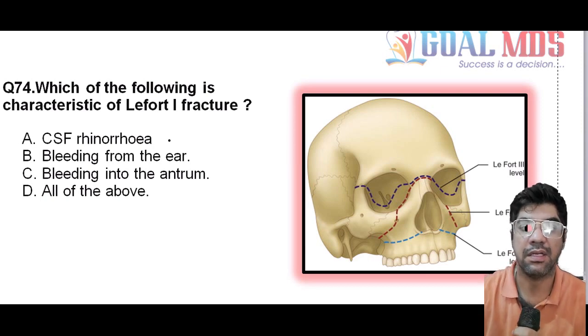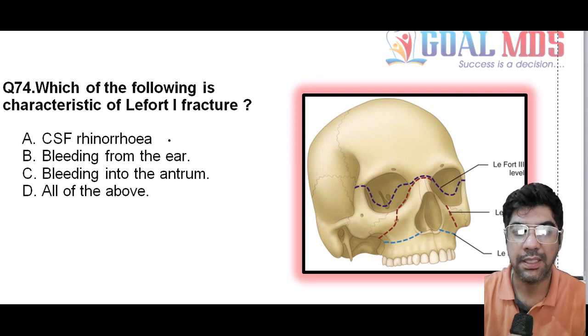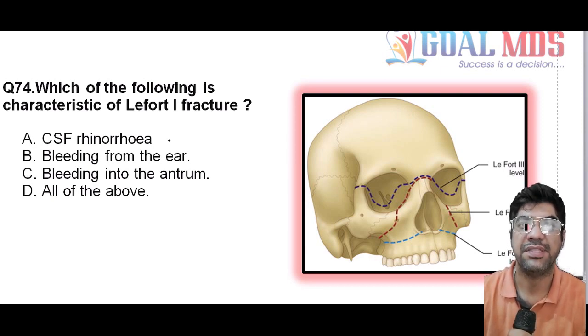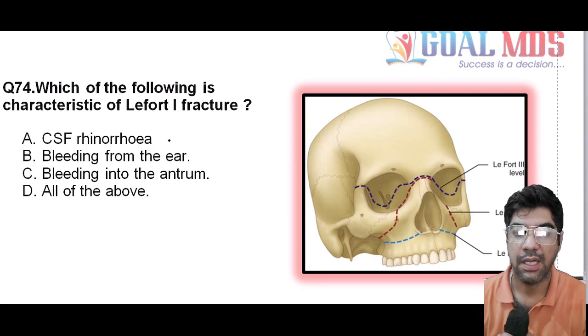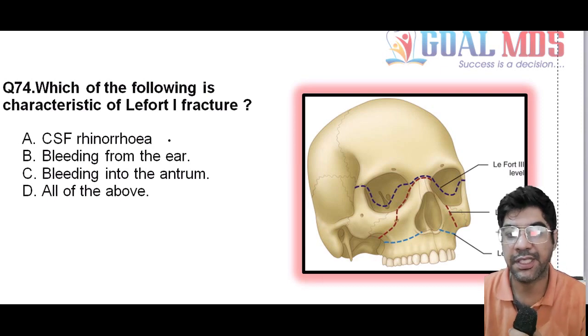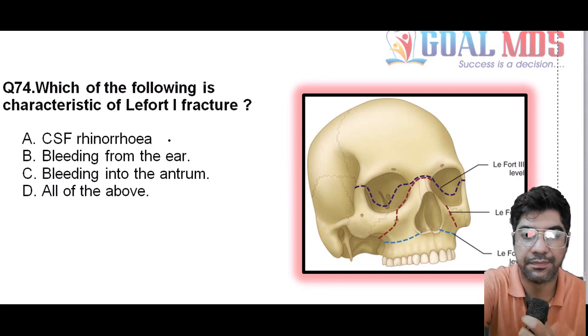See, bleeding from the ear, CSF rhinorrhea, first option, it is not typically associated with Lee-Fort 1 fracture. CSF rhinorrhea is more seen in fracture involving the base of skull, like the basilar skull fracture.